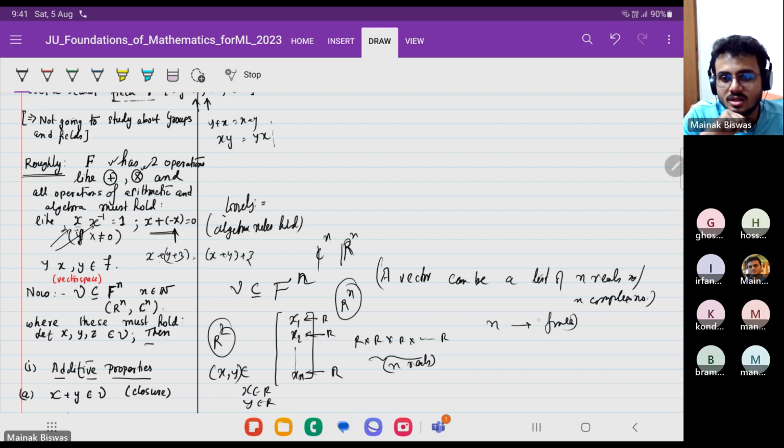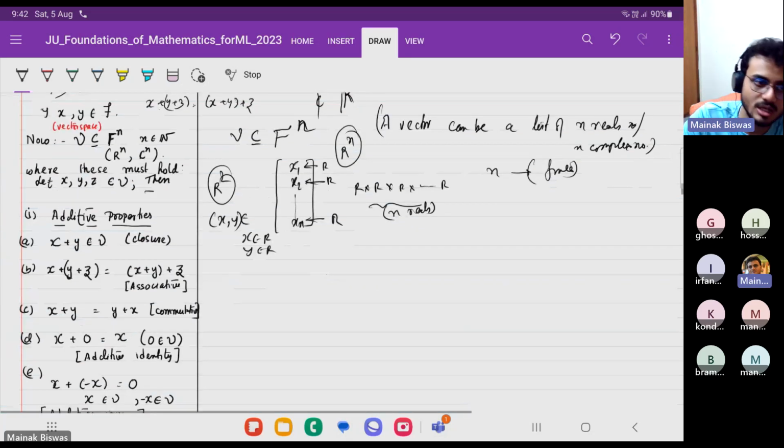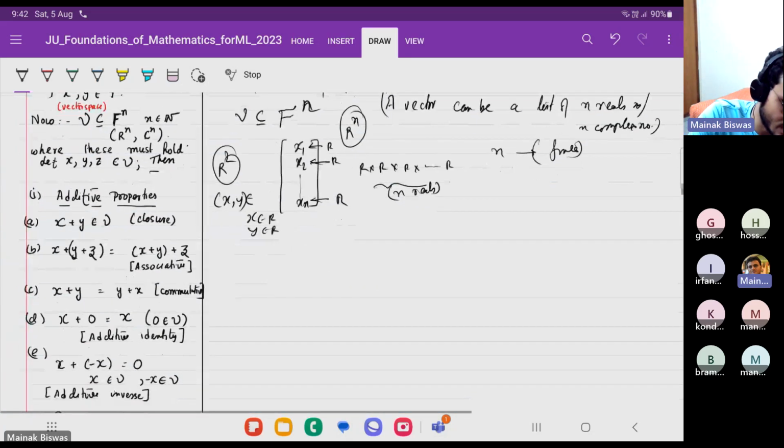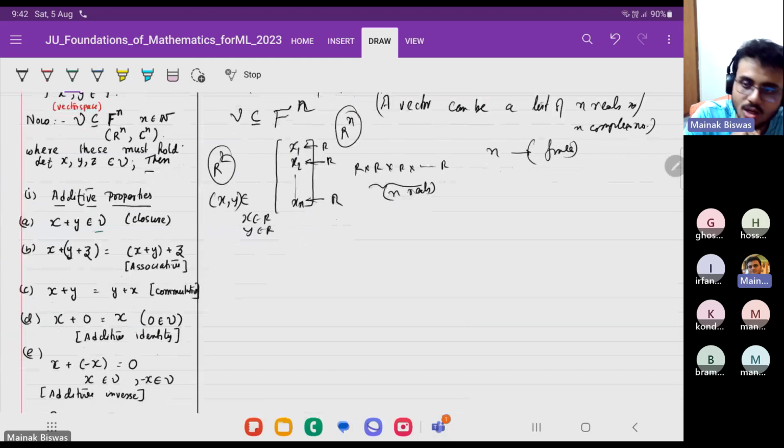Agreed? So now are you seeing the abstractness? For the time being, we were all thinking of vectors as lines, but now we have converted them into lists of numbers, for which all these properties which I'll be telling you will hold. This is the little bit of abstractness you need to understand. So x plus y must belong to the vector space. This is called closure. We'll do an example, it will become clear.